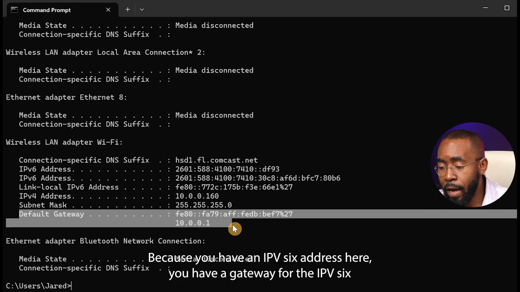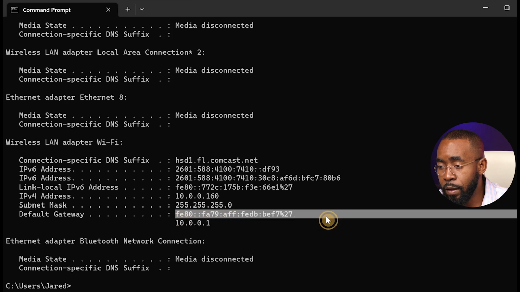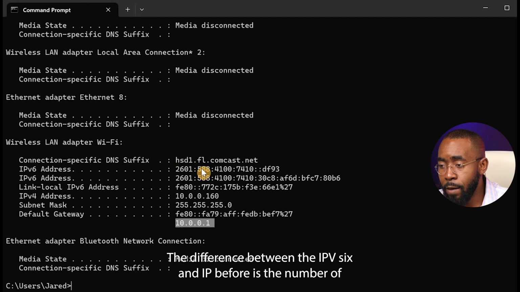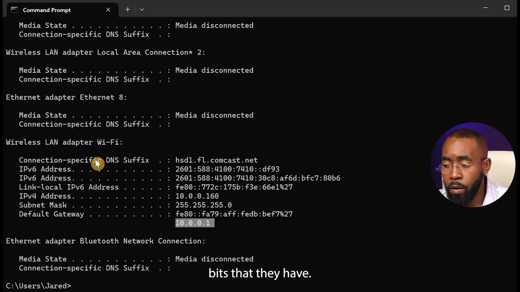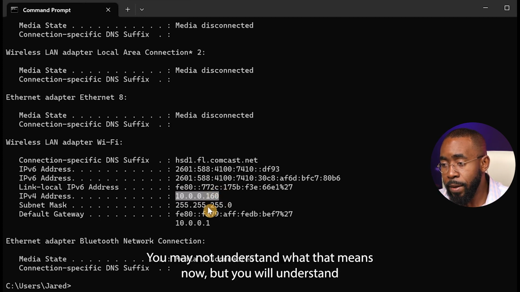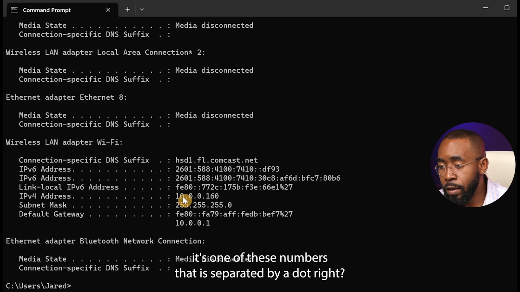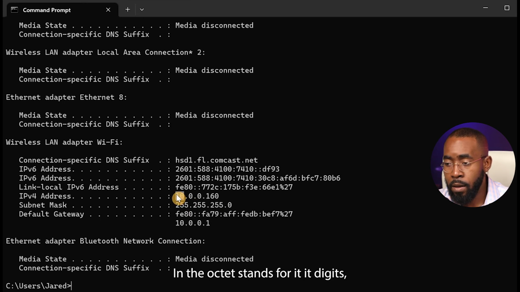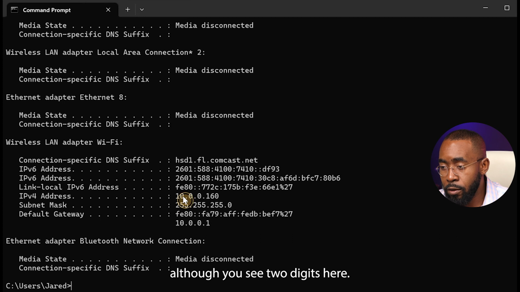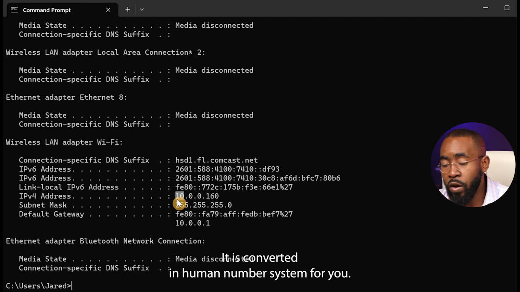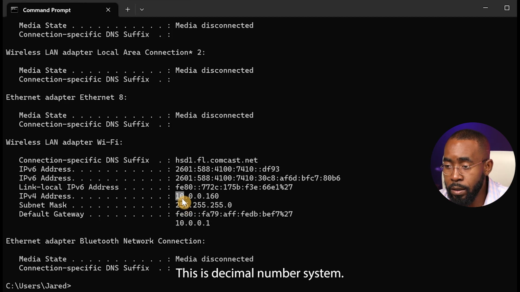Because you have an IPv6 address here, you have a gateway for the IPv6, and you also have a gateway for the IPv4. The difference between the IPv6 and the IPv4 is the number of bits that they have. The IPv4 has 32 bits. You may not understand what that means now, but you will understand. Each one of these numbers that is separated by a dot is called an octet. And the octet stands for 8 digits. Although you see 2 digits here, really this number is written with 8 digits. It is converted into the human number system for you. This is the decimal number system.